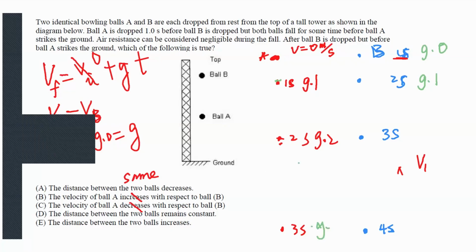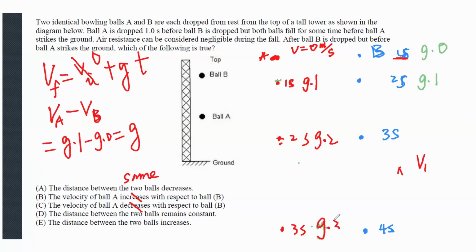It remains the same. Okay. So this is g times 3, right? Do you see that? So at 2 seconds, you use 2g minus 1g. At 1 second, it's 1g minus 0. At 3 seconds, it's 3g minus 2g. So you get 1g. Does it make sense? You good, right? Yeah.